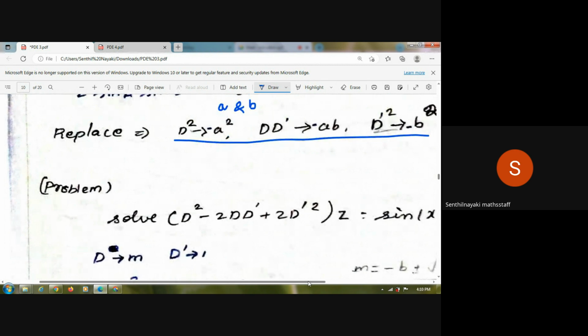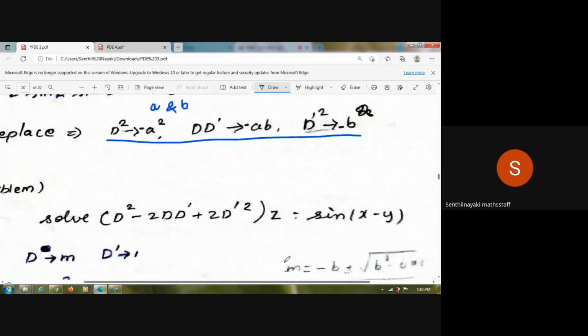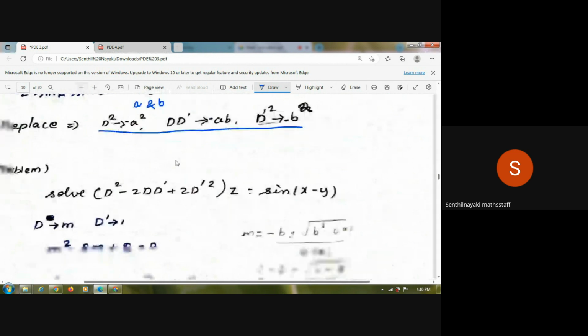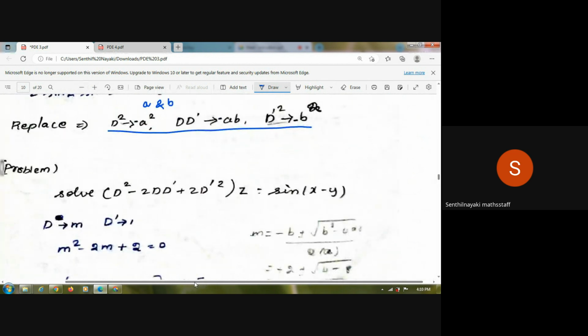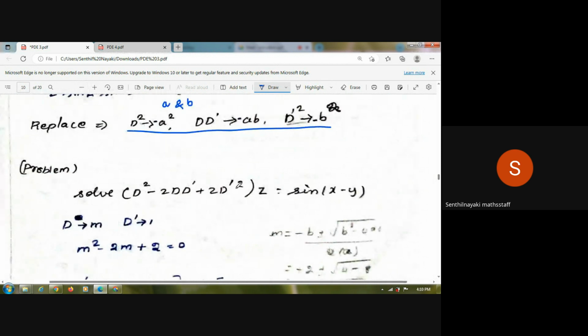Now let us see one example of this type. The question is: solve (D squared minus 2DD dash plus 2D dash squared) z equals sin(x minus y). In the last class itself, we discussed what D and D dash are. D is the partial derivative with respect to x, and D dash is the partial derivative with respect to y. Z is the dependent variable, and x and y are independent variables.